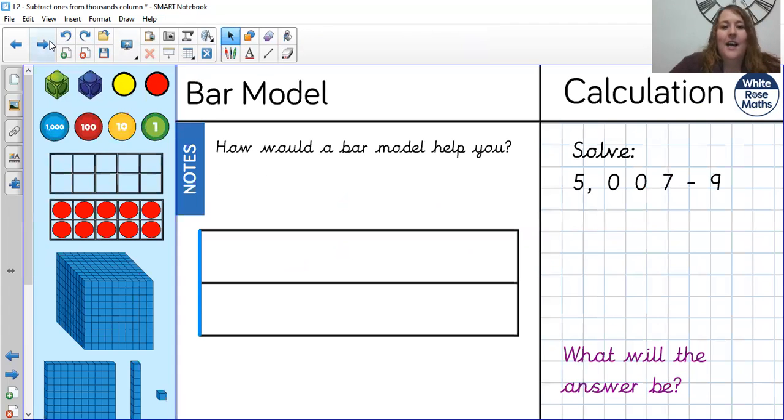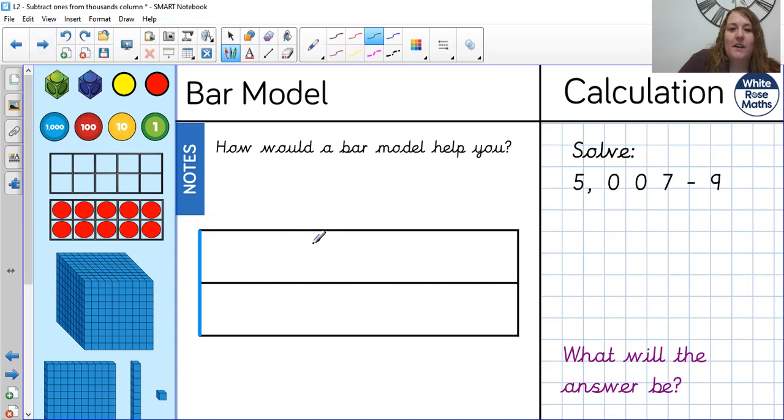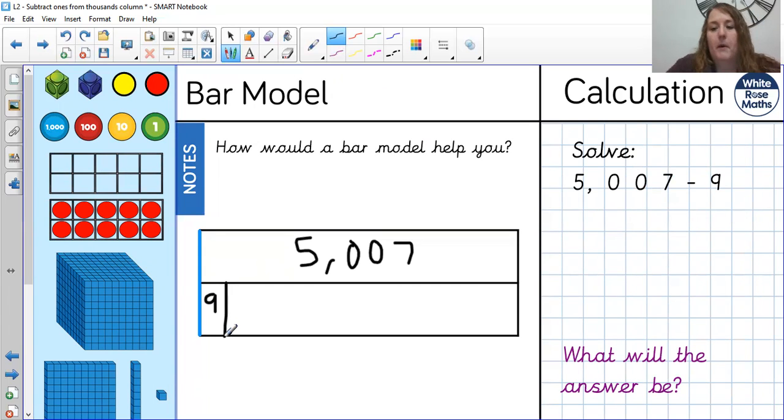Okay, how would this look on a bar model, I hear you ask? So we've got 5,007 take away 9 here. Just checking it was a different question than the previous one because it was still a 9. I'm going to start with my 5,007 at the top. Oh, not in green. 5,007, and I know 9 would make up part of that box, but it's a very small part. What would the other be?